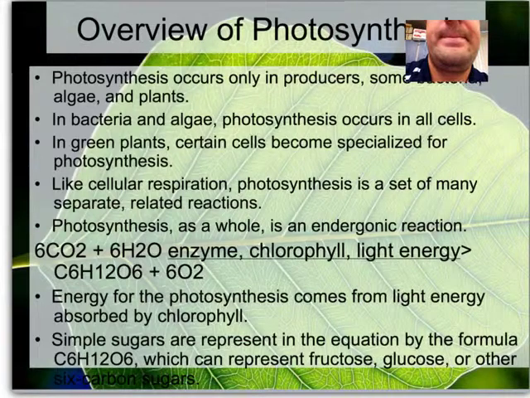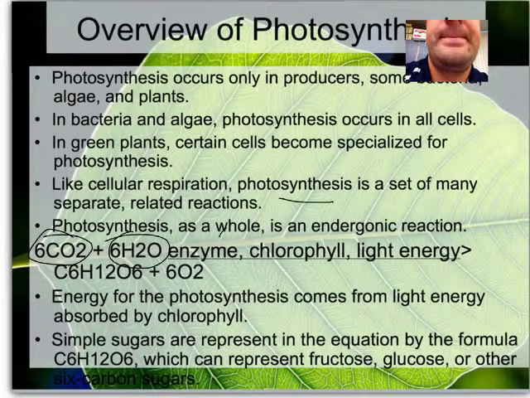Okay, so what's super important for us to be able to know for this? Number one, photosynthesis is a bunch of different reactions. It's like cellular respiration that way, that it requires a lot of different things. And the reaction itself: take carbon dioxide plus water, you need enzymes, chlorophyll from the chloroplast, and light energy. If all three of those things are present, we're going to make glucose and oxygen.